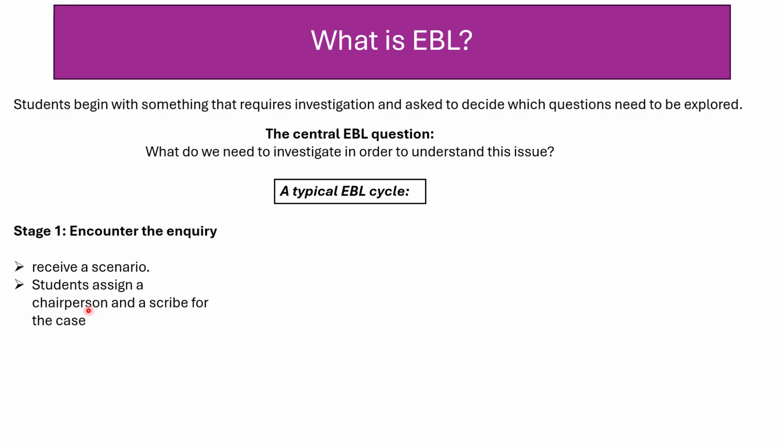And then the chairperson will just lead the discussion. If the students are all talking at the same time, the chairperson will try to manage that and give some time for each student to talk. So that's a responsibility of the chairperson. And then the scribe. The scribe is a person who would just write down all the questions that the students come up with and all the ideas and things that they would need to search. So the scribe is just responsible for writing all that down.